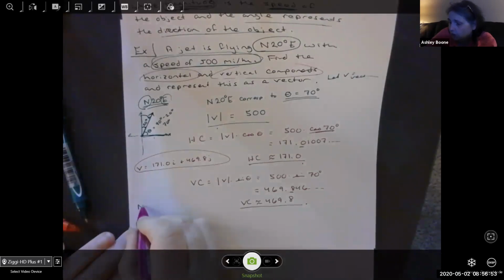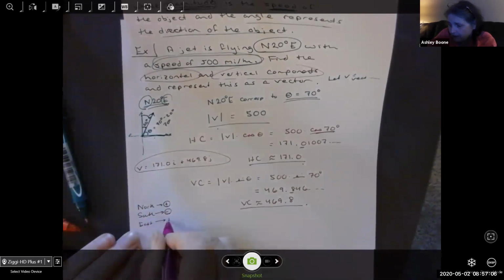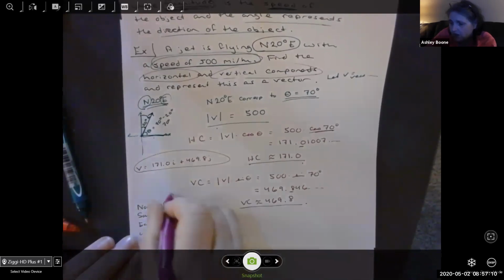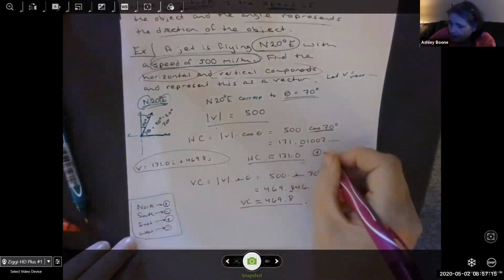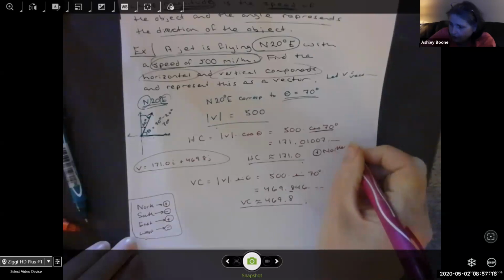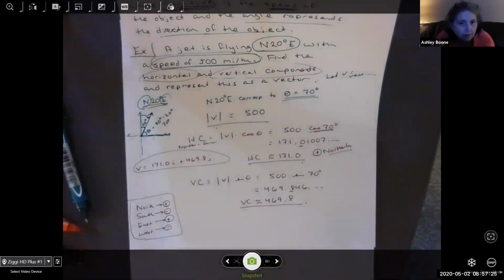Now keep in mind, if you are going north, that would be considered a positive direction. South would be considered a negative direction. East is a positive direction. West would be considered a negative direction. So the fact that we had a positive horizontal component means that we're really going northerly. This would be a northern component if we were thinking north-south.